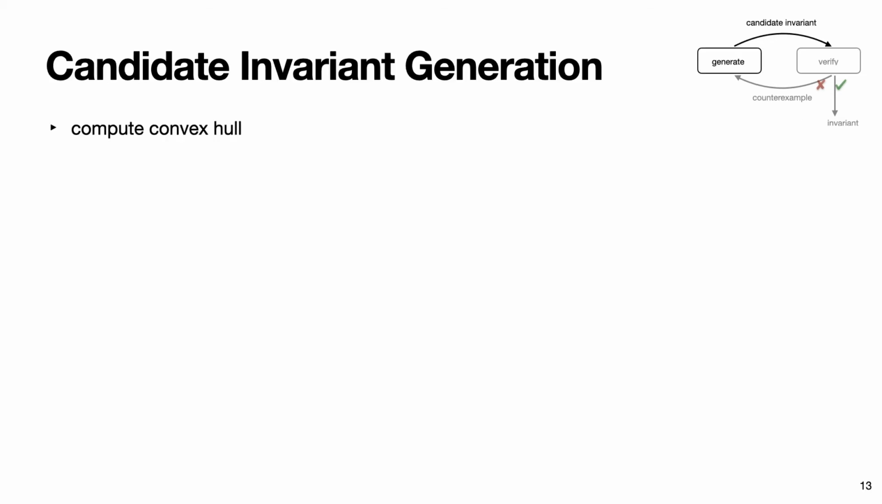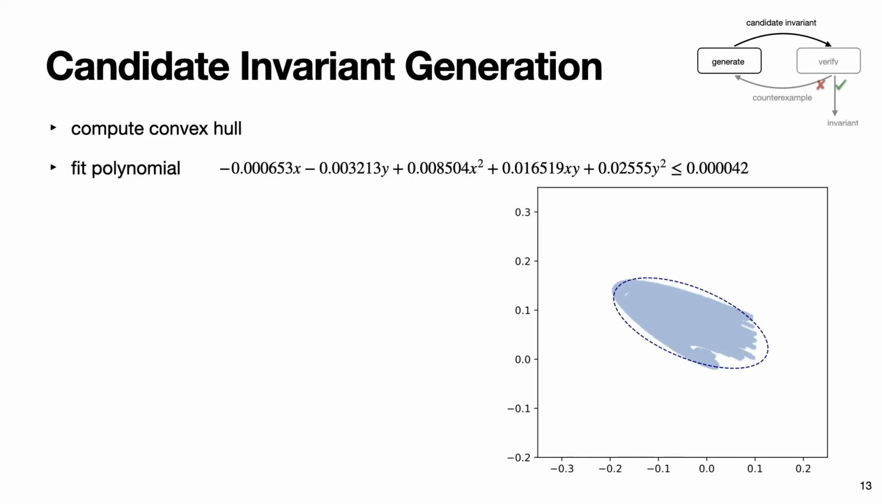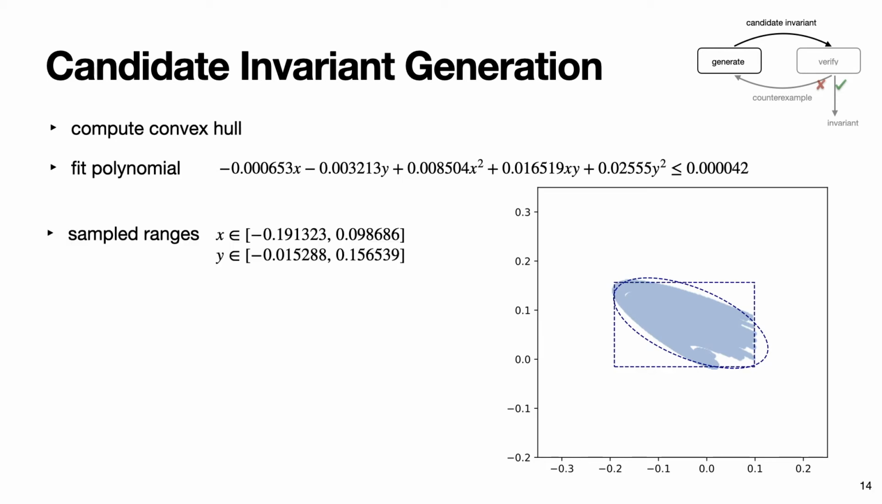Since at the moment we only consider elliptic shapes, we only need the values at the borders of the sampled set. Therefore, we compute a convex hull and significantly reduce the number of points to consider for further steps. Next, we fit the polynomial from the convex hull using either the minimum volume ellipsoid or the least squares method. And for ranges, we simply take maximum and minimum values among those seen in the simulation.